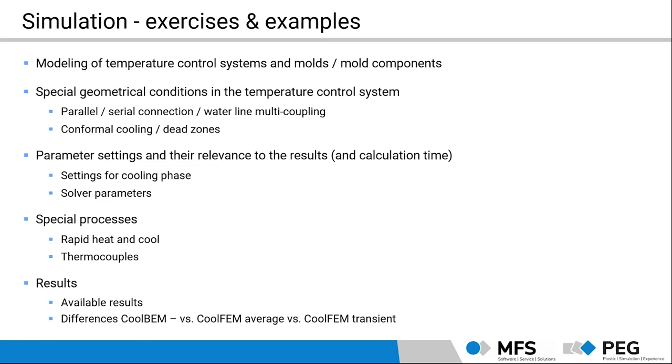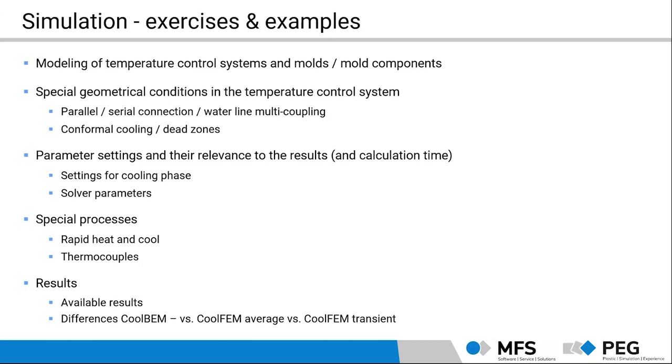We will also discuss some special conditions. What will be the effect when we have a serial connection of the water flow versus a parallel connection? What happens when we have multi-coupling for the water lines? How to model it? But also, for conformal cooling, what are the things to look for when we model those things, and what will be the effect in the simulation results, what will happen in detail.